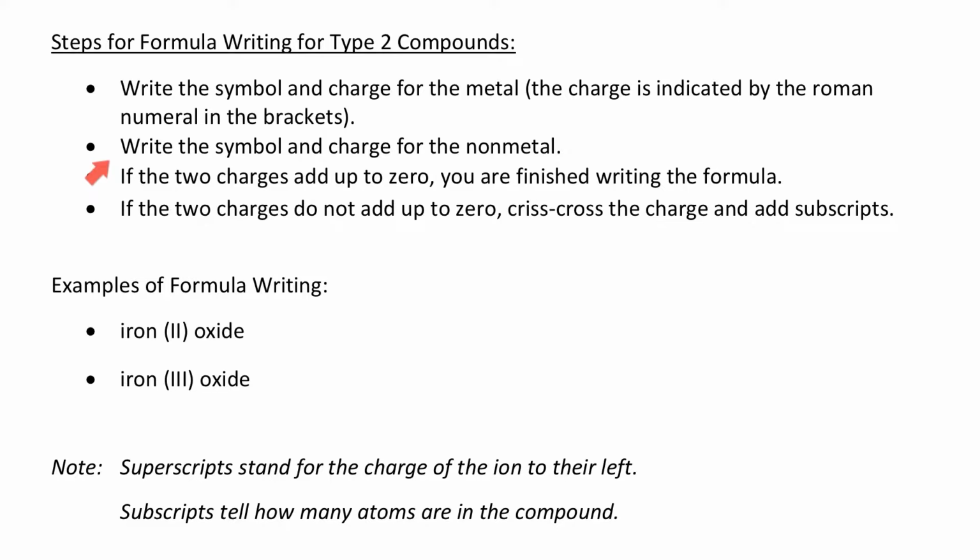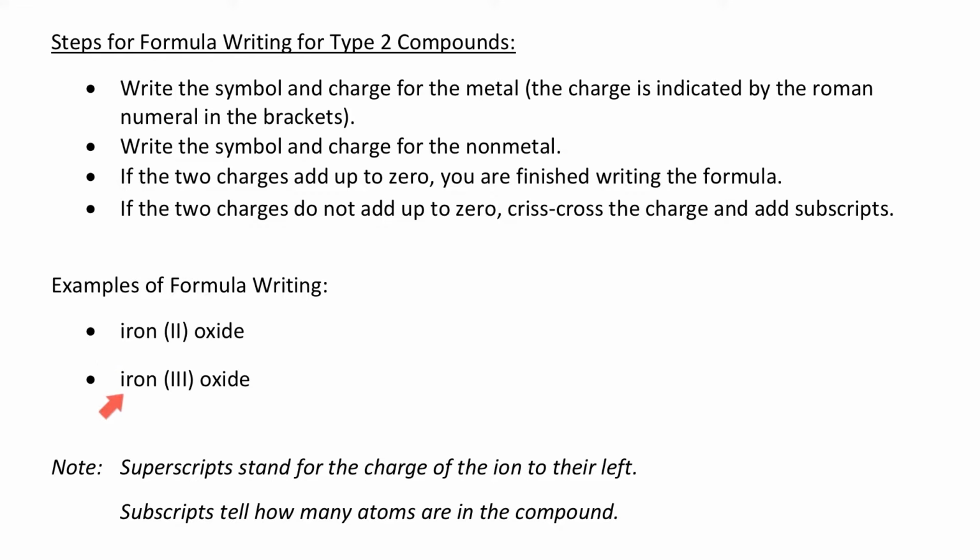The next step is to write the symbol and charge for the nonmetal. And then if the two charges add up to 0, then you're finished writing the formula. But if those two charges do not add up to 0, we do what I taught you in the last formula writing video for type 1 ionic compounds, which is called the crisscross method, and you add those as your subscripts. So let's look down here at an example for formula writing. We've got two examples here, iron 2 oxide and iron 3 oxide.